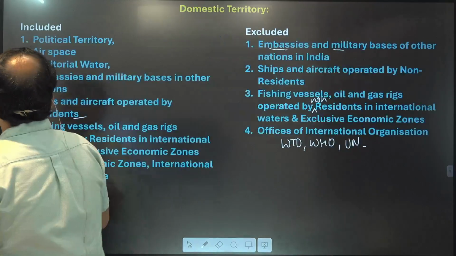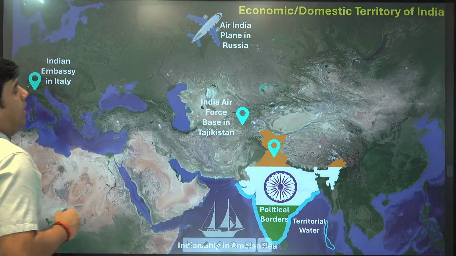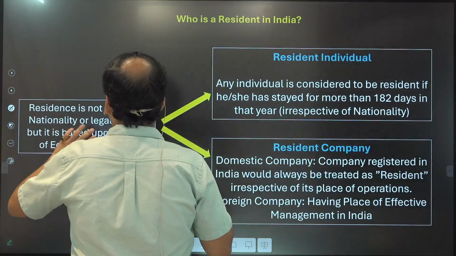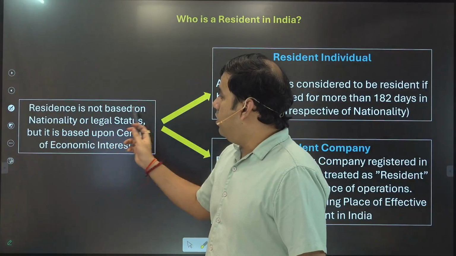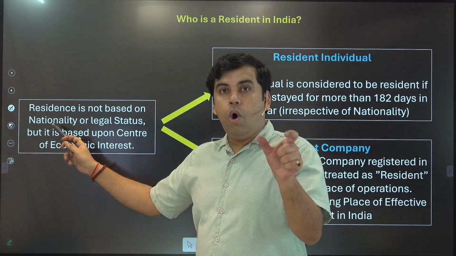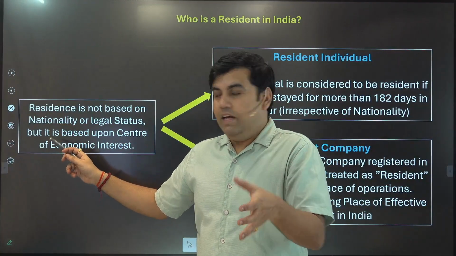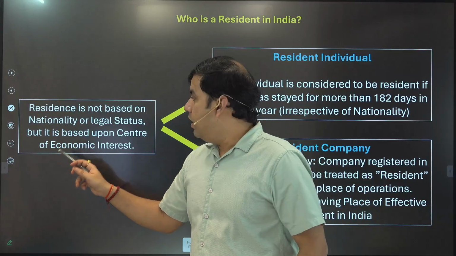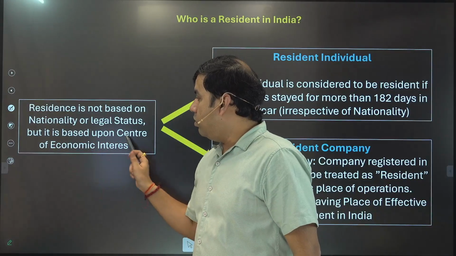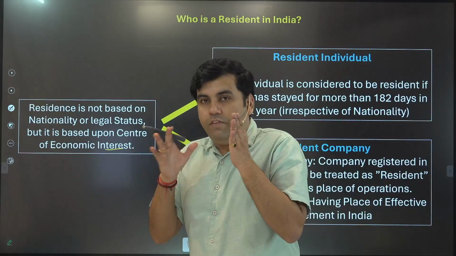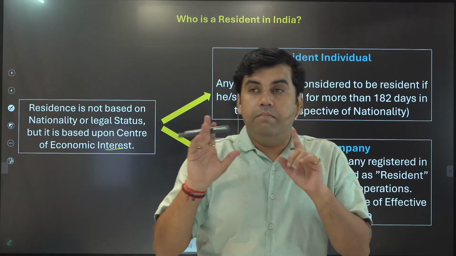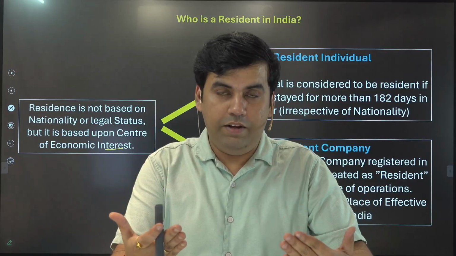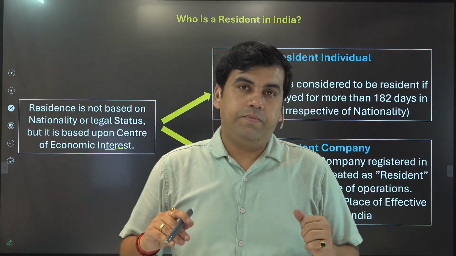So basically, guys, a resident is considered a person, and residence is not based on nationality. A non-resident Indian is an Indian, his nationality is Indian, but he's living in the US. It is based on the center of economic interest. So basically, guys, tourists are not being counted. A tourist does not go anywhere else for their earnings.